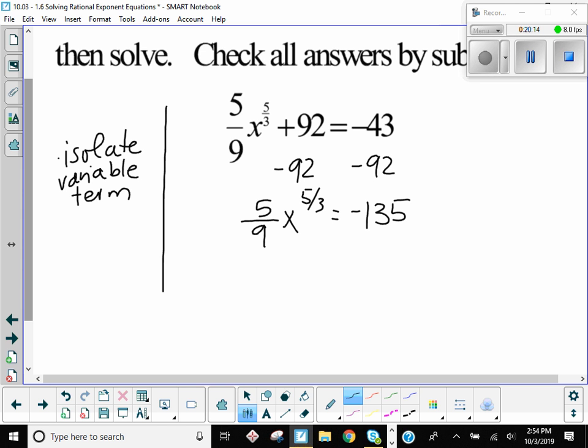So let's talk about how to get rid of that 5/9. You can do the reciprocal. Some people like to do it in parts. Multiply by 9 on both sides, which is fine, and then divide by 5 on both sides, which is fine. But you can do that in one step by just multiplying by the reciprocal of 5/9, because that means you're multiplying by 9 and then dividing by 5 all in one step.